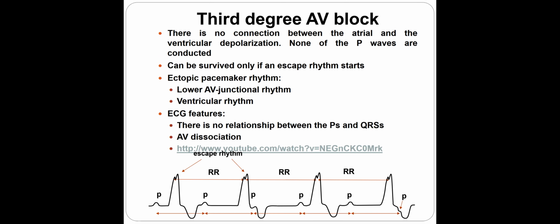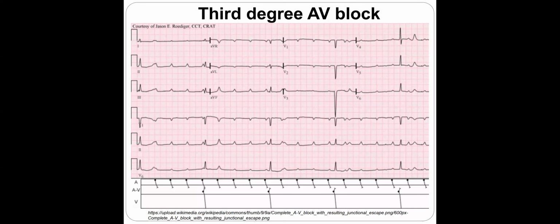And now we are going to discuss the SA block. No, this is only the third degree block. Let's see this sign. Very similarly, very low rate of the ventricle. And you do see a lot of P waves. We do see a P here, a P inside the T. So there is no connection between the P wave and the QRS complex.